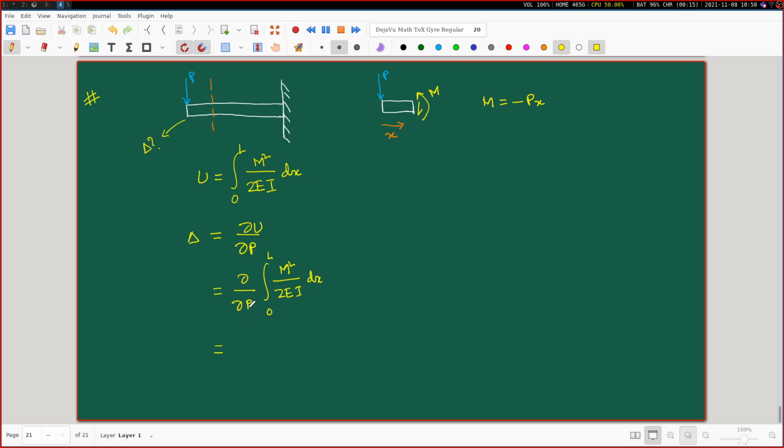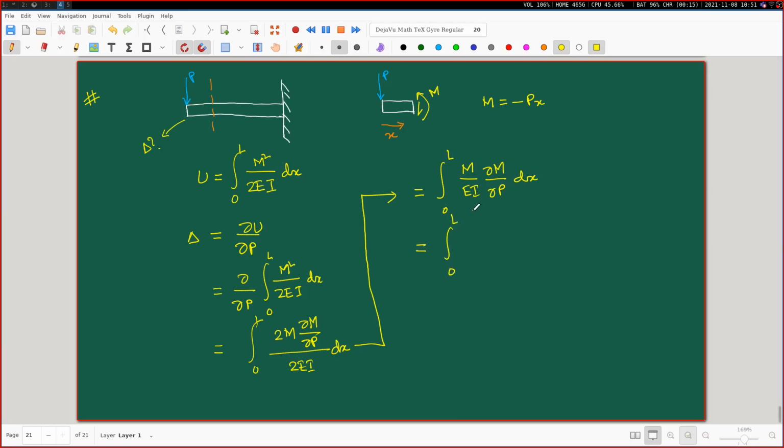We can just very naively put this thing inside, and when you do that, you will see that 2EI is a constant, but M squared is a function of P. So you are going to end up with twice M del M del P. Let me just rearrange this a little bit. This 2 and this 2 cancel and you end up with M by EI del M del P dx. Now the algebra becomes a little bit easier. So now we substitute for M, minus Px by EI, and this del M del P is just minus x.